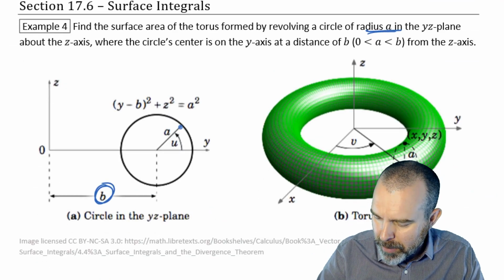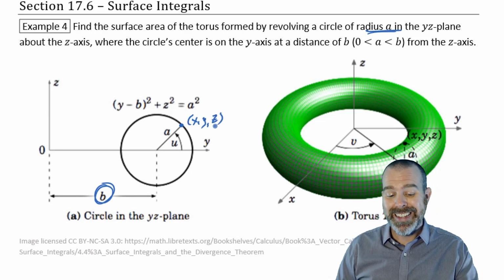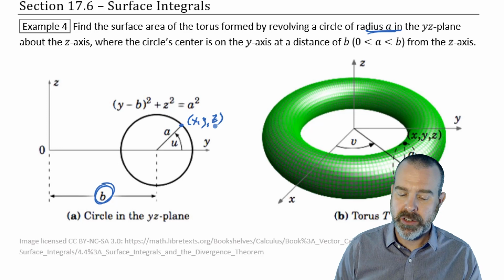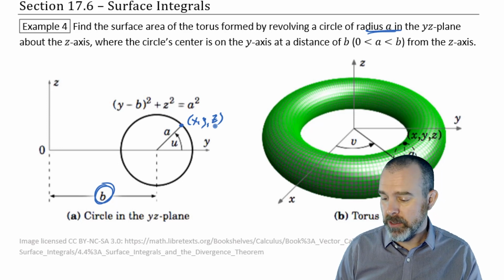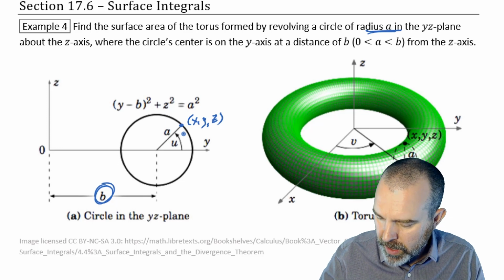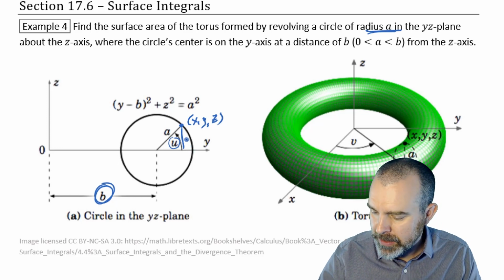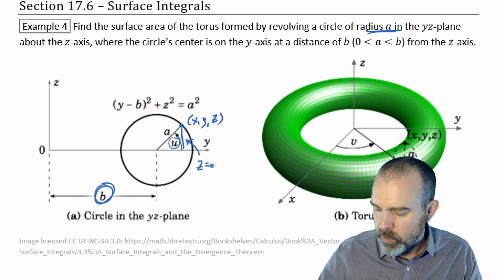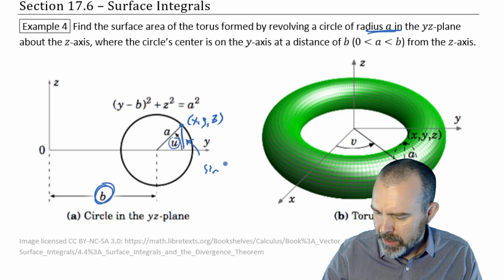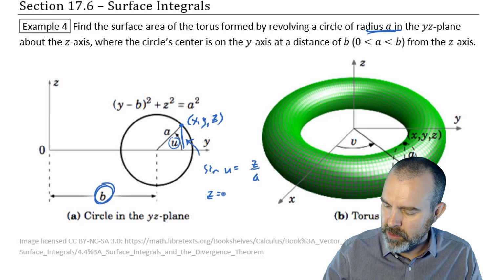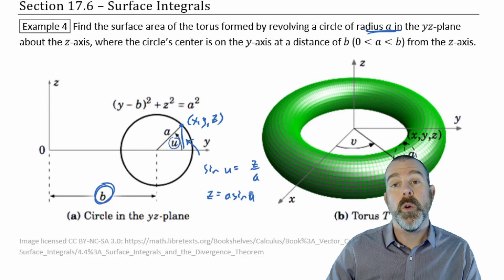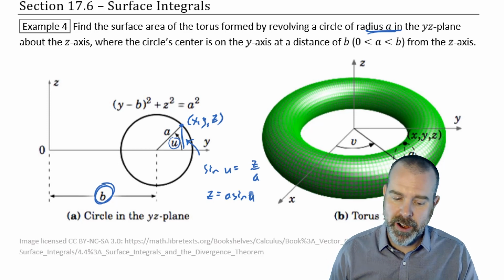Let's pick a point x, y, z on our surface. We would like to get x, y, and z defined in terms of 2 specific variables. So first of all, if u is this angle, as we're given a little hint here, then sine of u would be z over a, so z is equal to a sine u. So we have one coordinate taken care of.